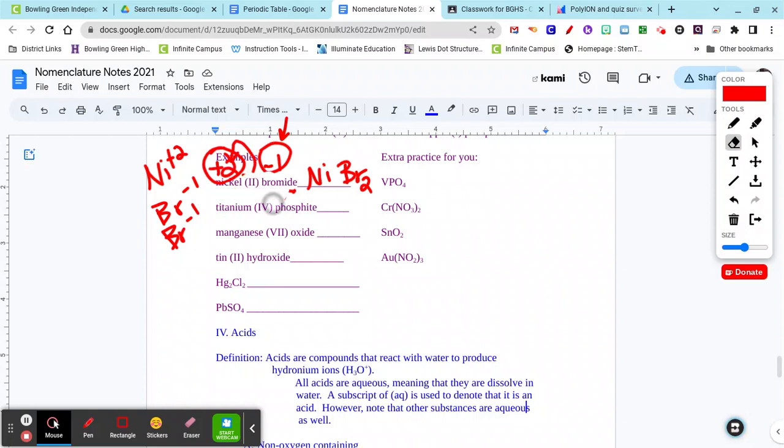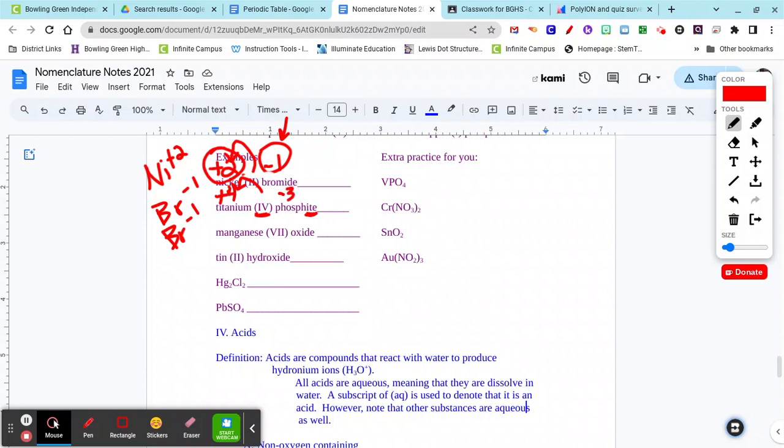Okay, now I'm going to erase a little bit, and we're going to do the next one. So for the next one, titanium. The Roman numeral tells me it is +4. Okay, remember your first element is always positive. So whatever this is, it's going to be a positive number for your first element or your metal. So titanium is +4. Phosphite, I know since it ends in ITE that it is polyatomic. And I know that phosphite is -3.